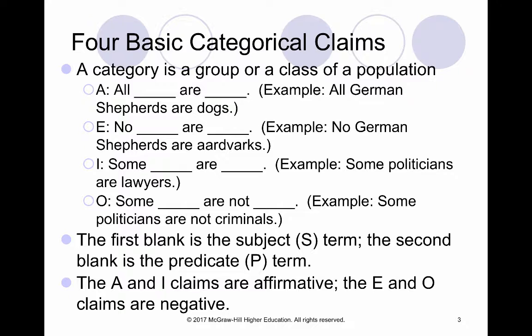These claims are structured in a particular way known as standard form, and you'll need to learn to take the way we generally talk and translate those claims into this standard form. In standard form, the first blank is the subject term, and the second blank is the predicate term. Also, if you look at the A and I claims, you can see that they affirm that something is the case, so they're known as affirmative claims. The E and O claims say that something is not the case, so they are called negative claims.